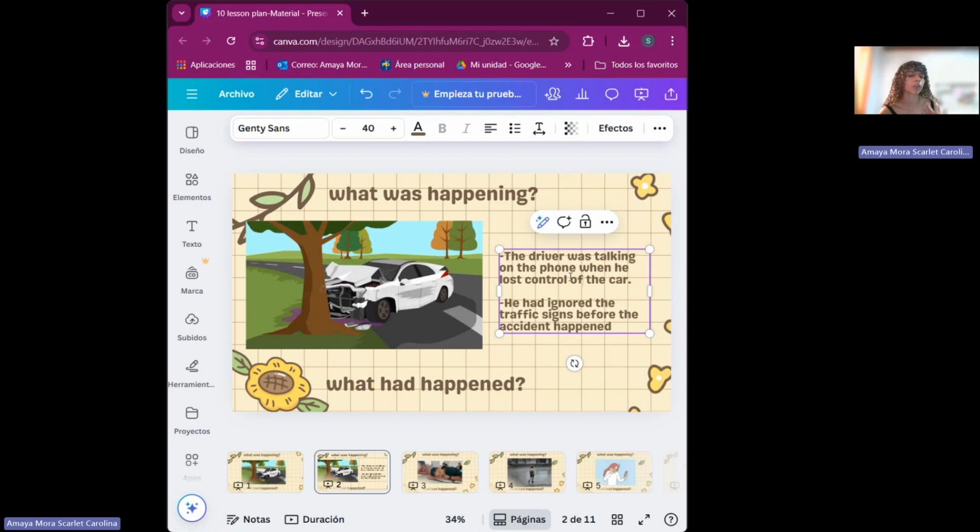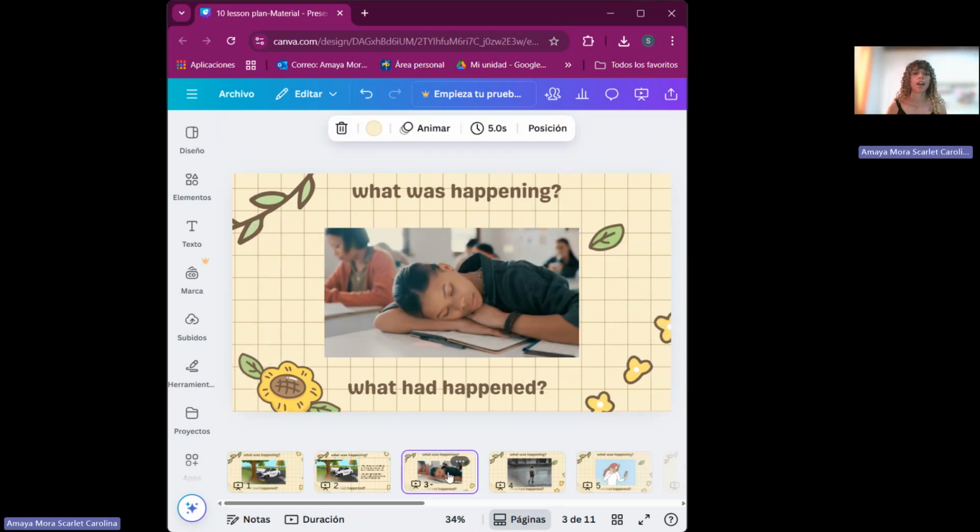And the past perfect you can use when there is an action and then a consequence. But it's important that you use a time word with the past perfect. For example, we have before. This is a key word that you can use to talk in the past perfect. Okay, we have other examples.